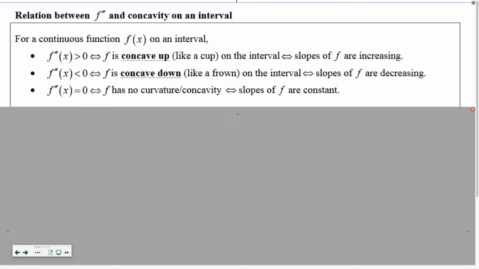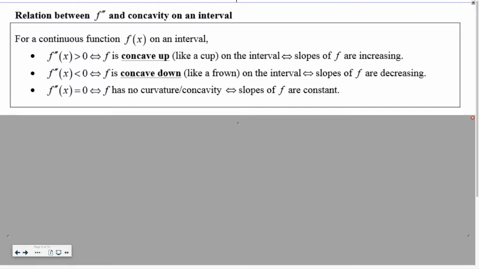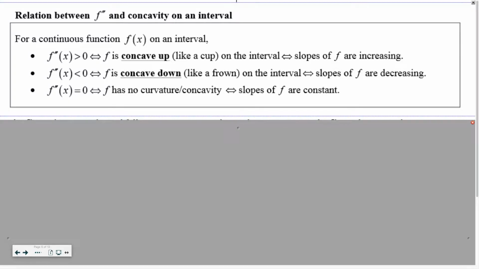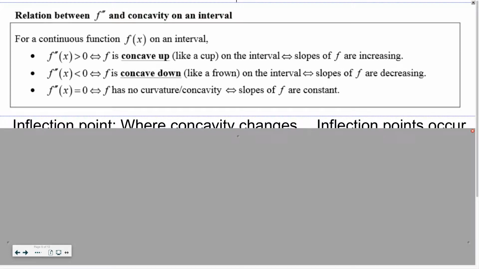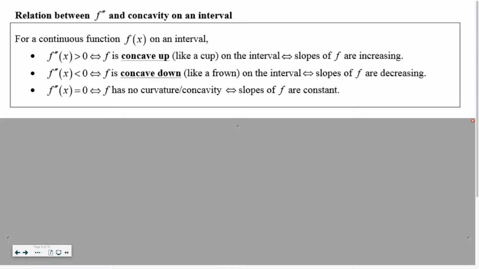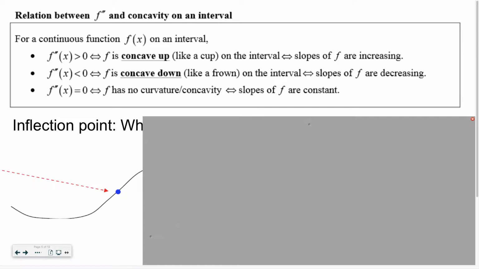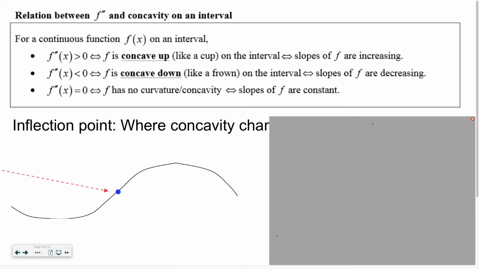Now, when we had moments of increasing and decreasing, when it changed from increasing to decreasing or decreasing to increasing, we talked about extrema. We talked about our relative minimums and our relative maximums. When concavity changes, it's also something we need to be able to point out. It's not as intense as minimums and maximums, however, we still need to know.